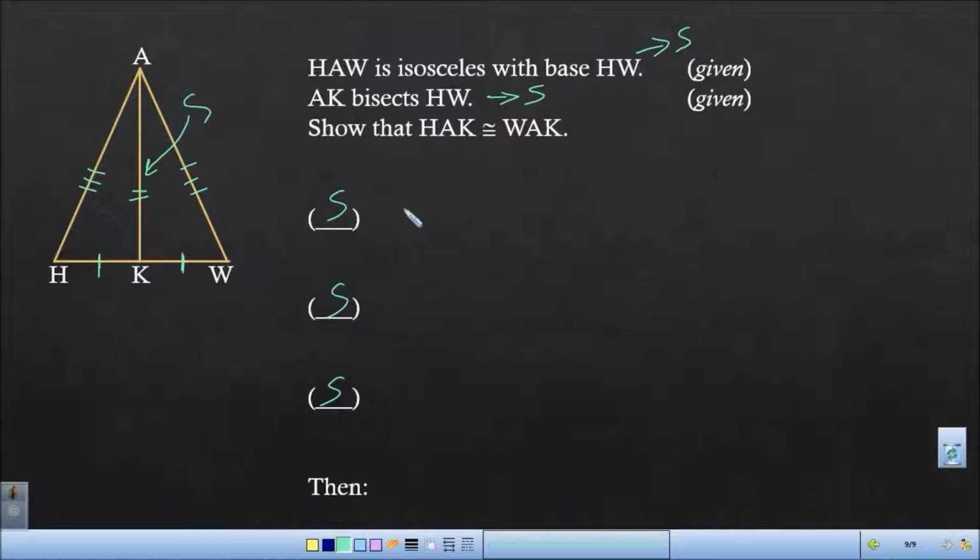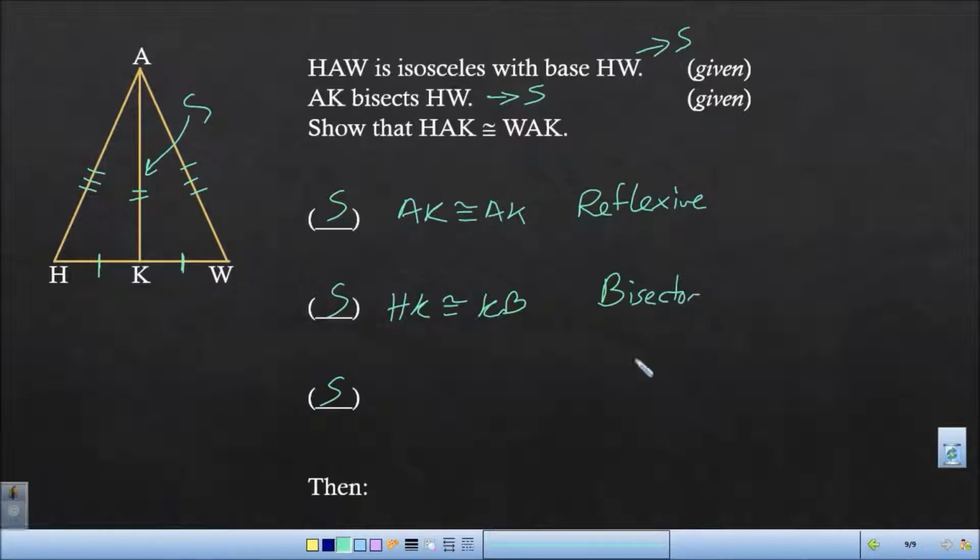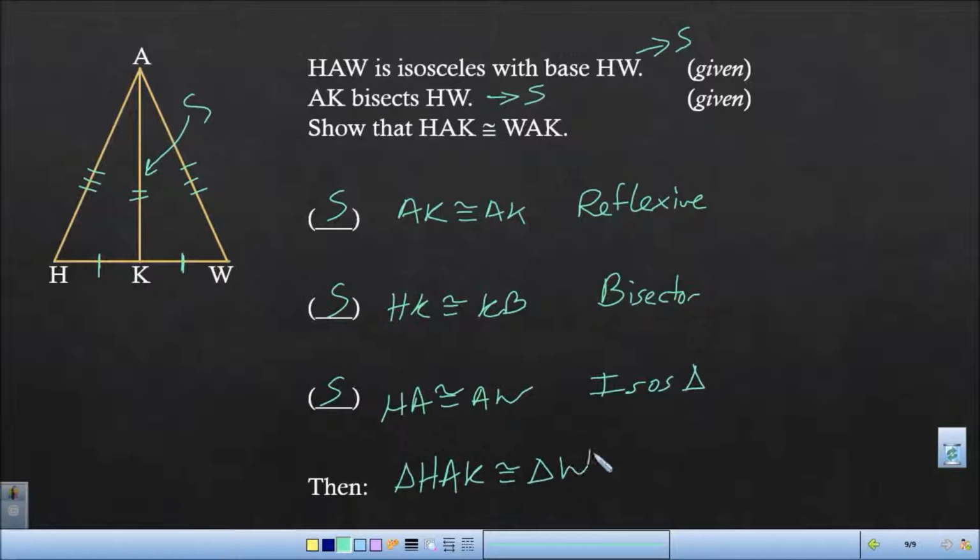So AK is congruent to AK, reflexive. HK is congruent to KW, bisector, and HA is congruent to AW, isosceles triangle. That means that triangle HAK is congruent to triangle WAK. All right.